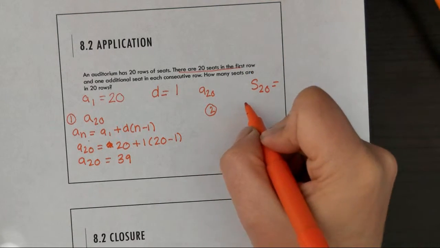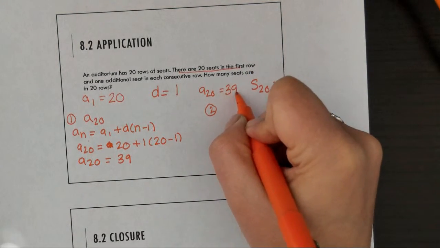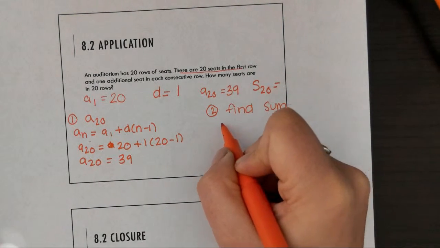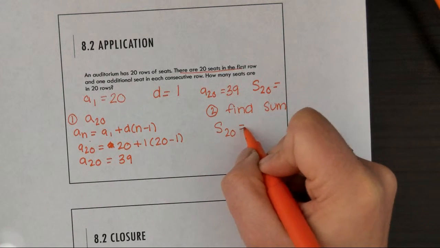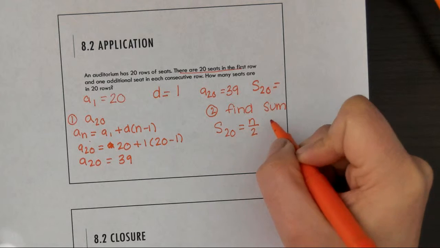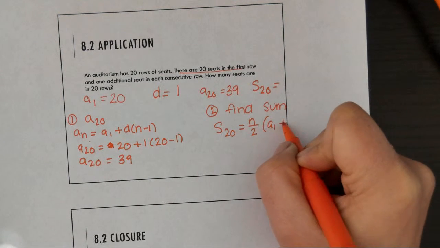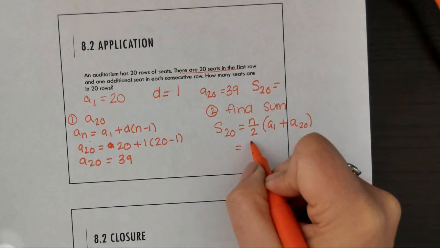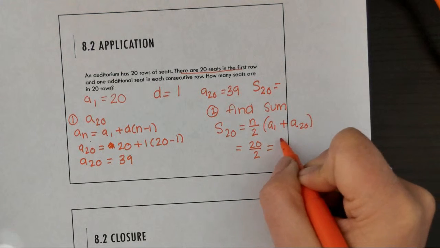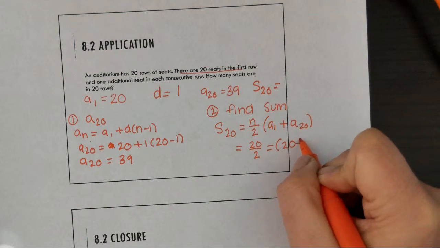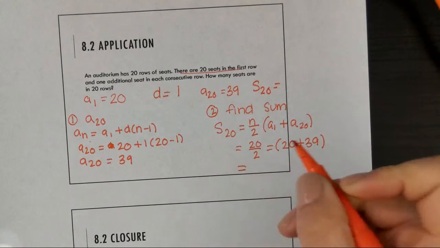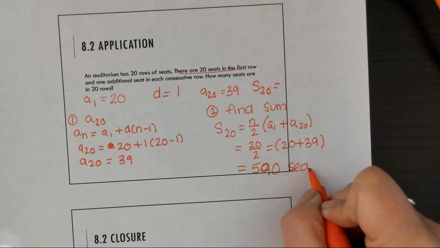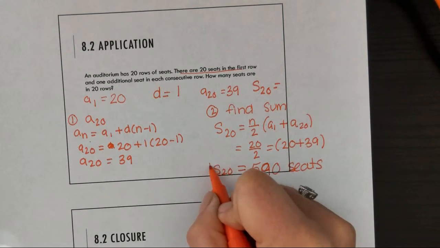Our second step here, now that we know this is 39, is to find the sum of the first 20 terms. So S sub 20 is going to be equal to n over 2 times A sub 1 plus A sub 20. So this will be 20 over 2 times 20 plus 39. When you simplify that, you're going to get 590 seats in the first 20 rows.